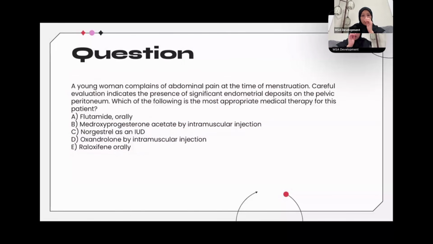A young woman complains of abdominal pain at menstruation and shows significant endometrial deposits in the uterus. Which of the following is the most appropriate medical therapy for this patient? Now, so we have painful periods. We want to give birth control pills. That is our next step. So what do you do? We didn't talk about flutamide. We didn't talk about this. This is injection progesterone. We didn't talk about letrozole. But from these three, the most effective we said is the IUD, right? We did say that.